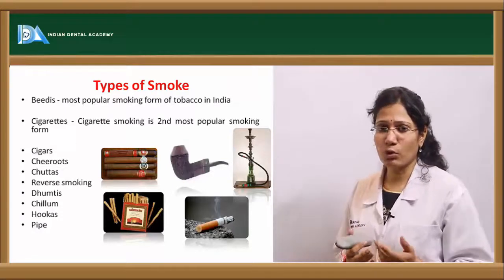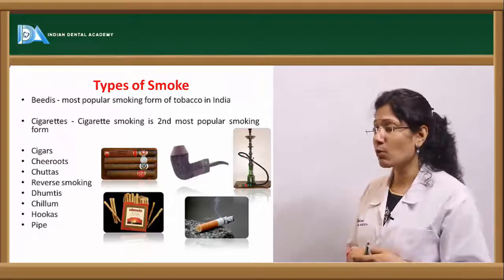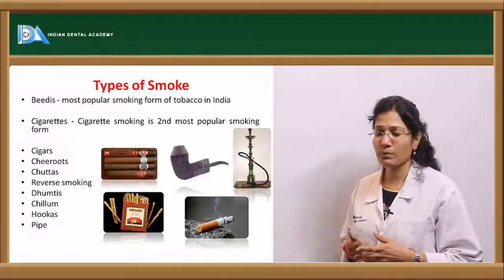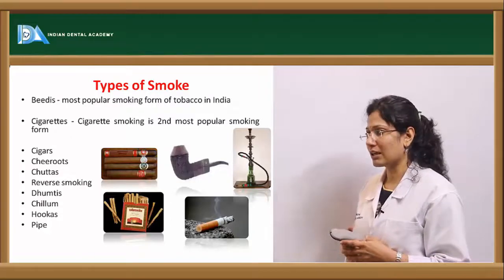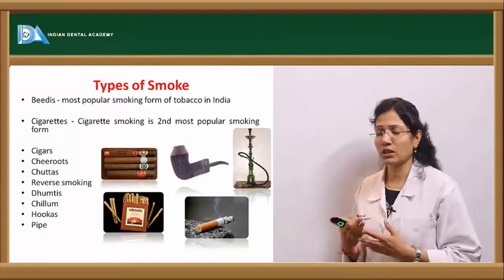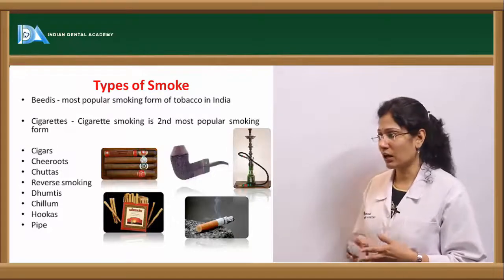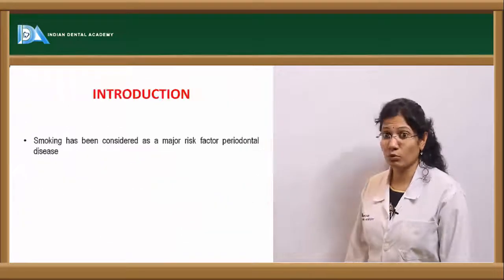Now the types of smoking, as I've already told, you have your smokeless form and you have the smoked form. Now beedis are the most popular form of smoked tobacco in India, followed by cigarettes. Cigarettes are the second most popular one. Apart from that, you also have cigars, cheroots, chuttas and others like hookahs, chillums, dumtis and so on. Pipe smoking, yes.